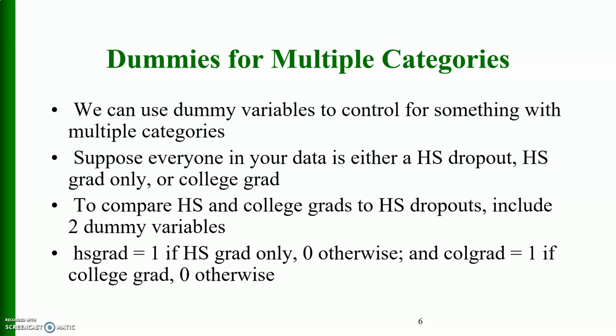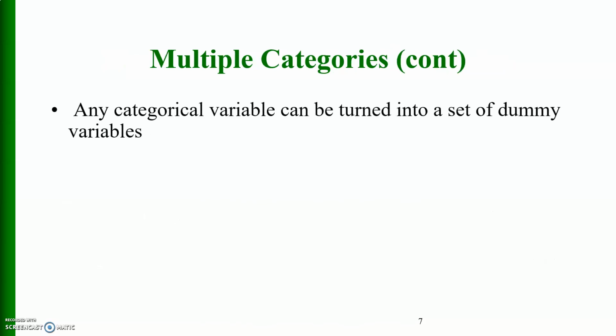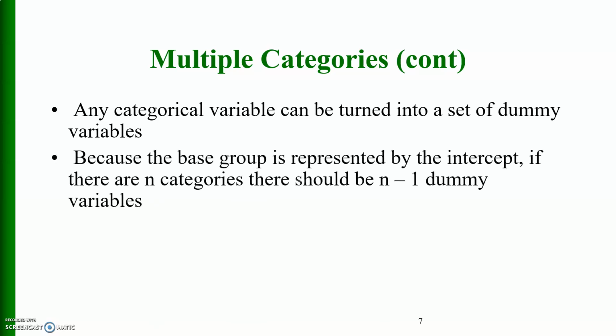So the rule of thumb is that if there are n categories, then there will be n minus 1 dummies. Otherwise, we will face the dummy variable trap. Any categorical variable can be turned into a set of dummy variables. Because the base group is represented by the intercept, if there are n categories, there should be n minus 1 dummy variables. So keep this in mind.